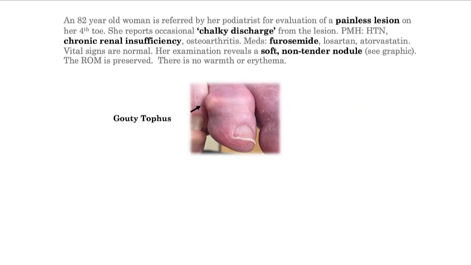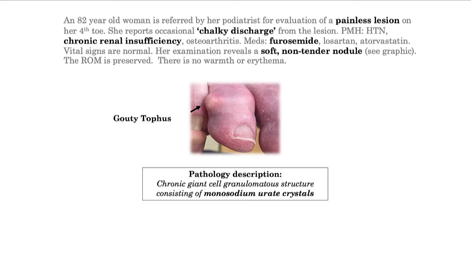Let's move on. Our next question had all the classic features of a gouty tophus, including a chalky discharge and two predisposing triggers for gout, including renal insufficiency and diuretic use. The graphic also shows a classic tophus, described as a non-tender nodule. Let's go on ahead and label this as a graphic you need to know. And don't kill me, but I've included the pathologic description of a tophus, including a granulomatous structure consisting of monosodium urate crystals. Remember, granulomas wall off or contain substances the body can't get rid of.